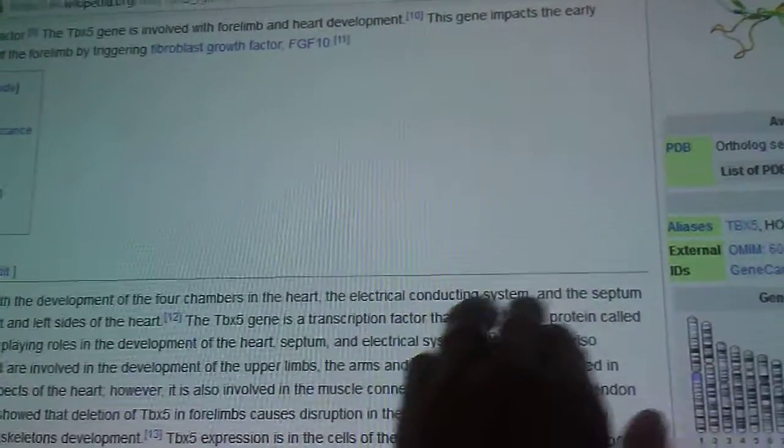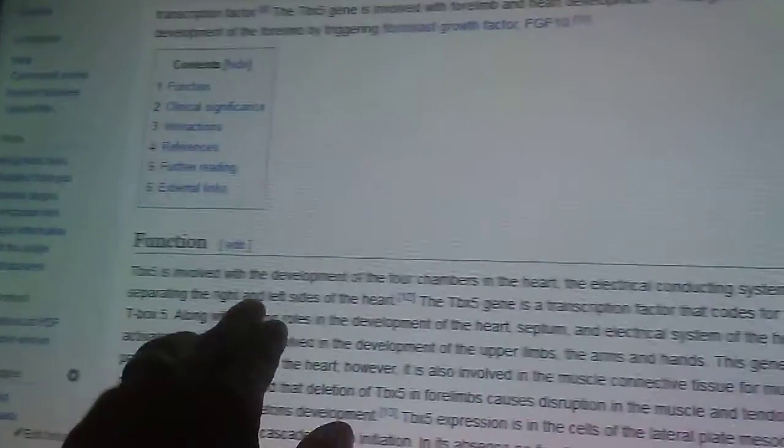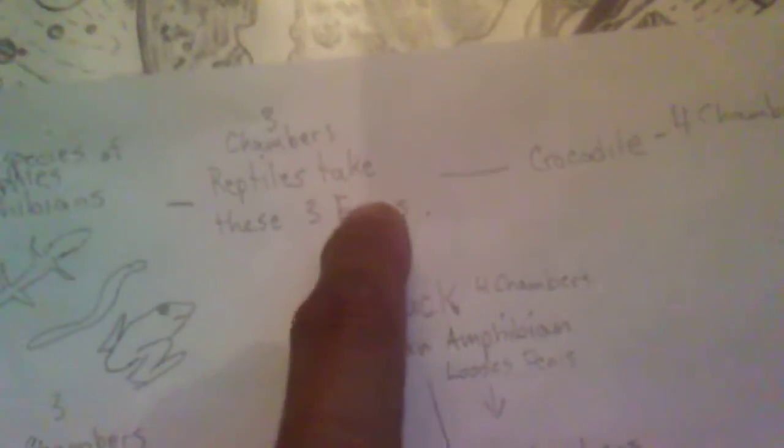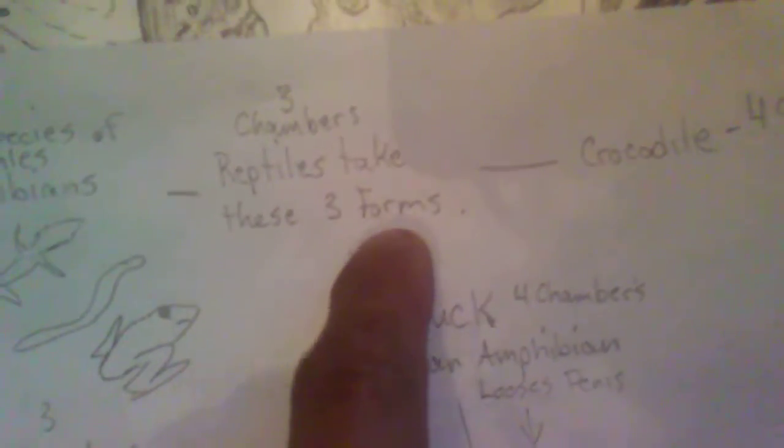Okay, so this TBX5 gene, okay, TBX5 is involved with the development of four-chambered hearts, the four chambers in the heart, the electrical conducting system, and the septum separating the right and left sides of the heart. So somewhere in this area here, again, the TBX5 gene is going to be born. This gene is going to be activated or come out of nowhere.